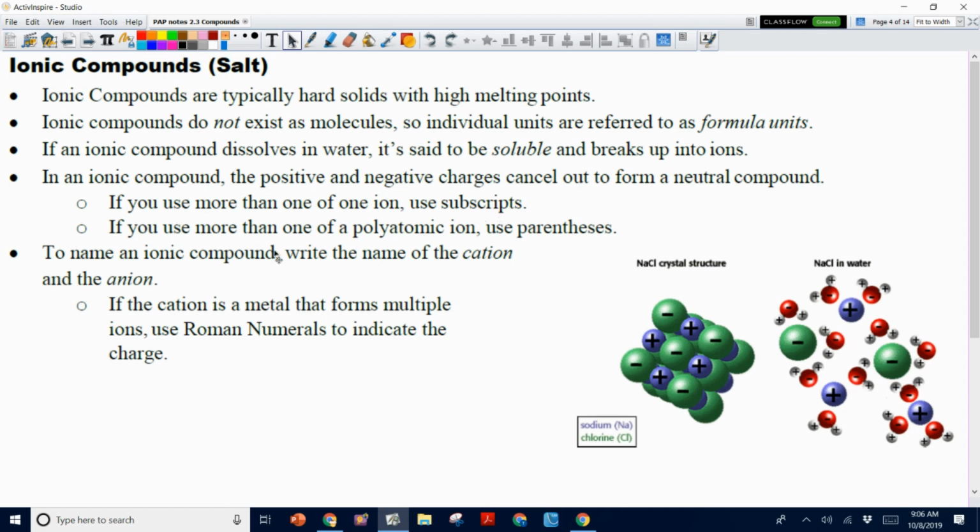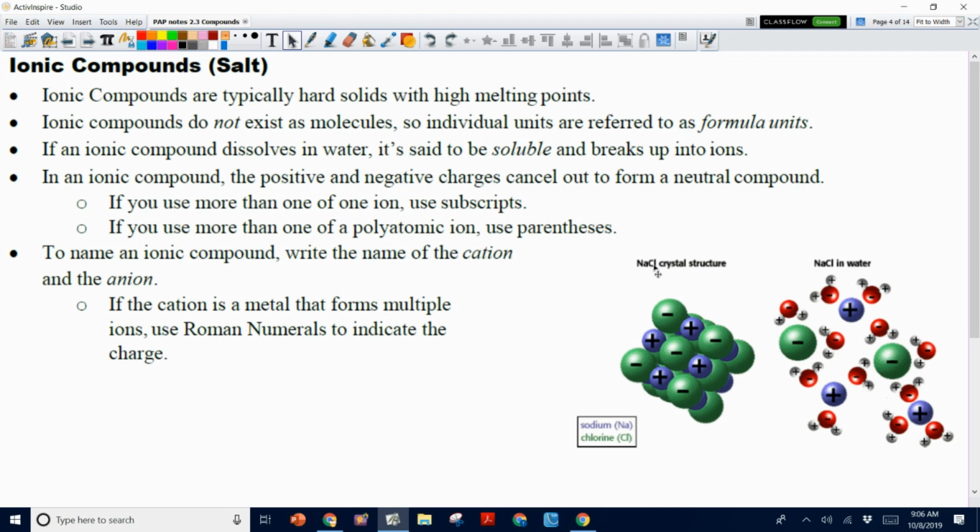And to name an ionic compound, you first write the name of the cation. So that's the positive ion here. In this example of sodium chloride, sodium would be the cation, so you just write the name of the element. So it's just going to be sodium. Na is sodium. If the cation is a metal that forms multiple ions, you use Roman numerals to indicate the charge. We're going to talk about that.